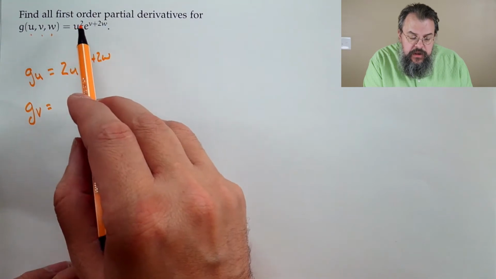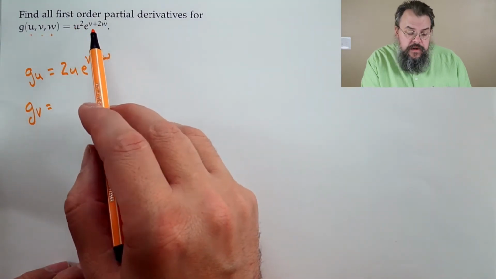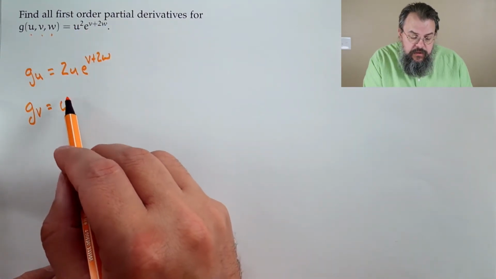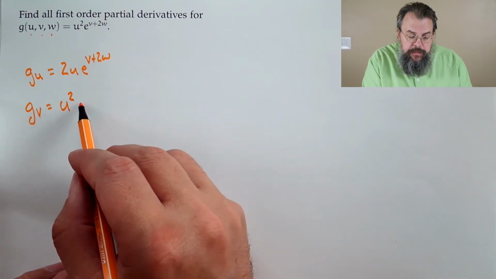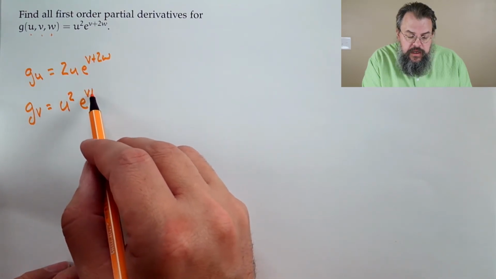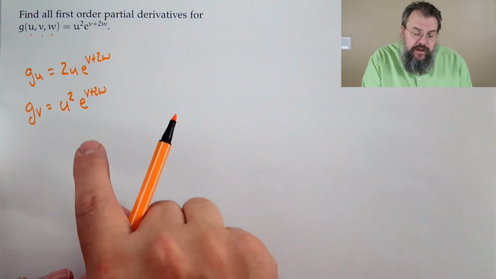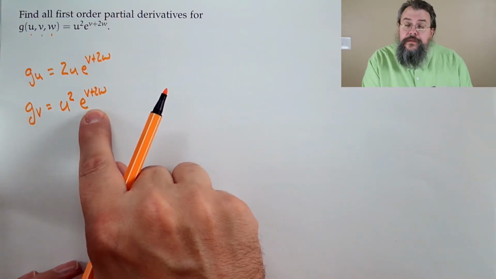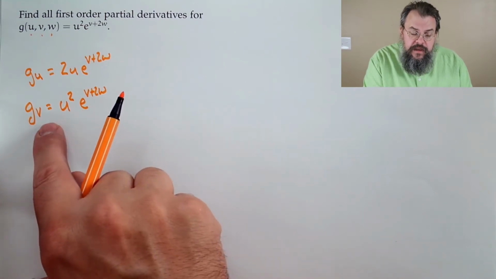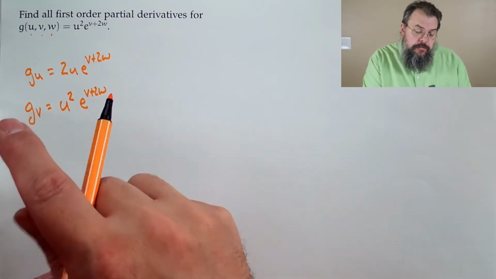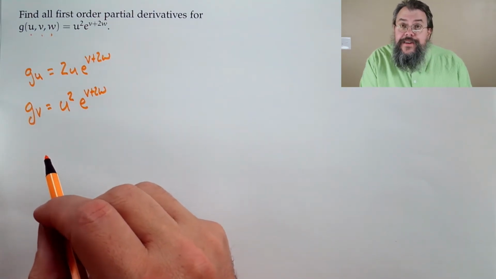That means the u and the w are the constants. So we have our constant, u squared, and the derivative of e to the v plus 2w. Well, e to the v plus 2w, because we're taking the derivative of e to something, it's e to something, times the derivative of v plus 2w with respect to v, which is 1. All right, so that's that.